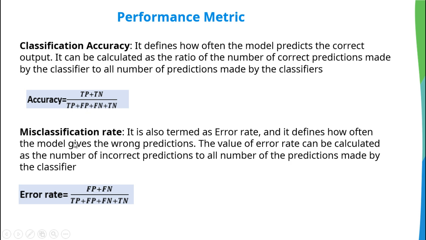We also have misclassification rate, which we call error rate. It defines how often the model gives the wrong prediction. The value of error rate can be calculated as the number of incorrect predictions over all predictions made by the classifier. So it means all the false over the total of everything, which means false positive plus false negative over the total of everything. That is the error rate.